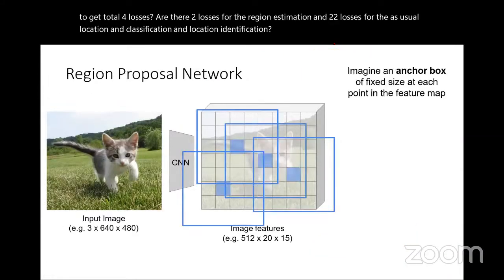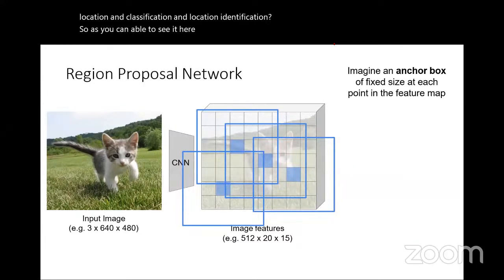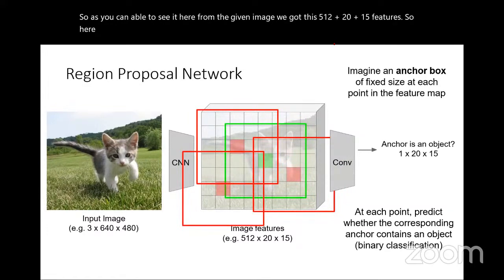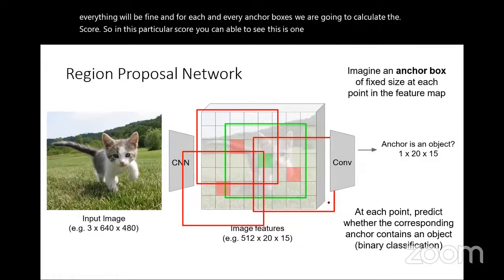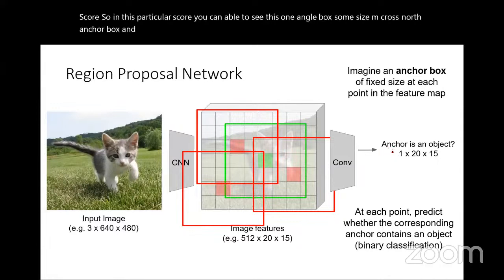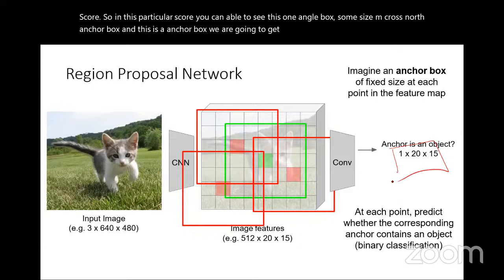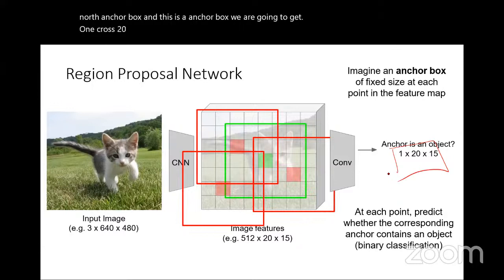So as you can see here, from the given image, we got these 512 cross 20 cross 15 features. Here we are able to get n number of anchor boxes, as these bounding boxes or anchor boxes, anything will be fine. And for each and every anchor box, we are going to calculate the score. So in this particular score, this is one anchor box, some size m cross n anchor box, and for this anchor box we are going to get 1 cross 20 cross 15.